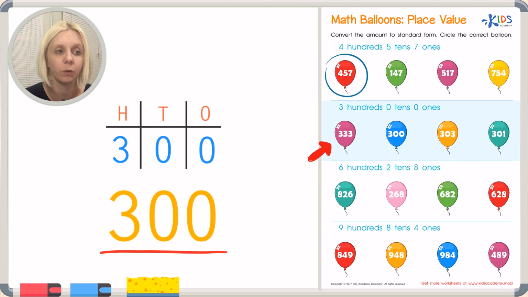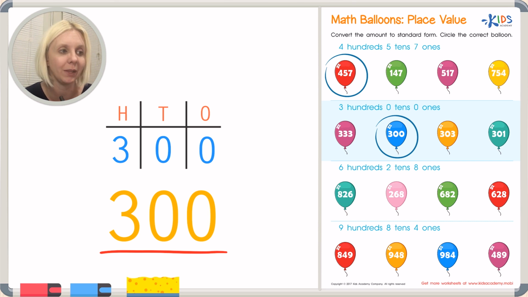So let's see if we can find that. We've got 333. Nope, that's not it. Oh, here it is, 300 right here. And we've got some other options here, but we already found it. So I'm going to go ahead and circle that one right here. 300 is the standard form of 3 hundreds, 0 10s, and 0 1s.